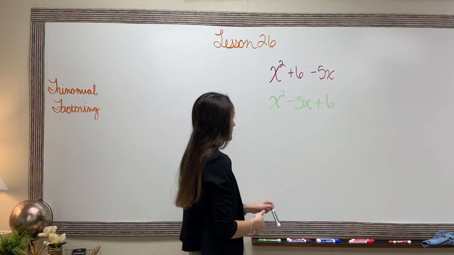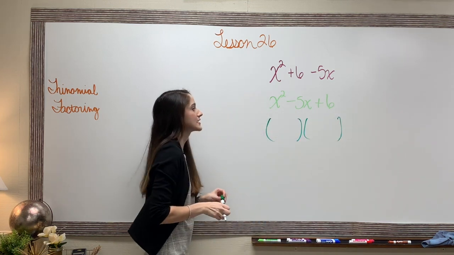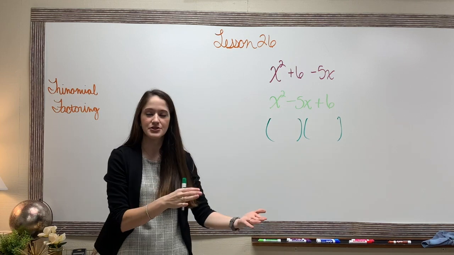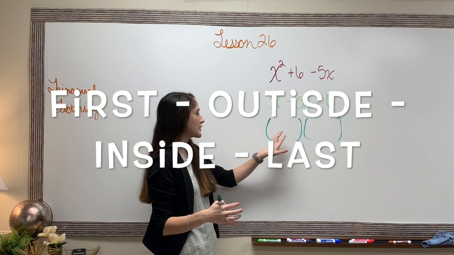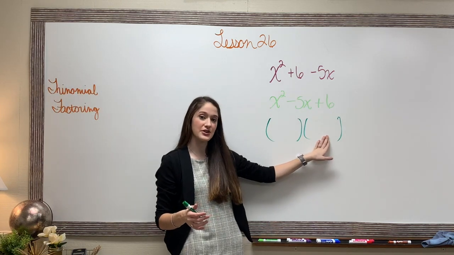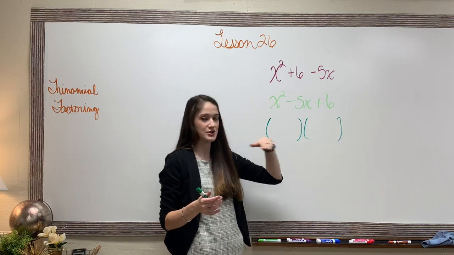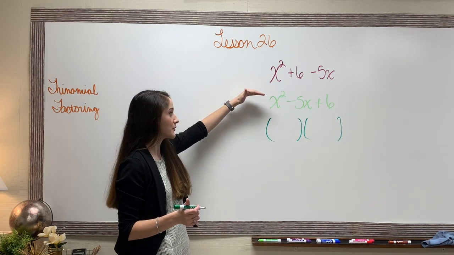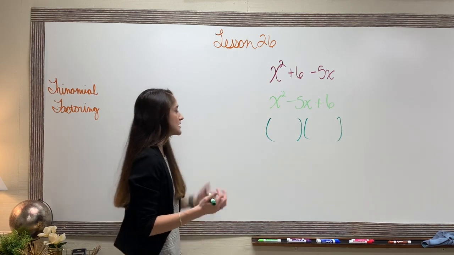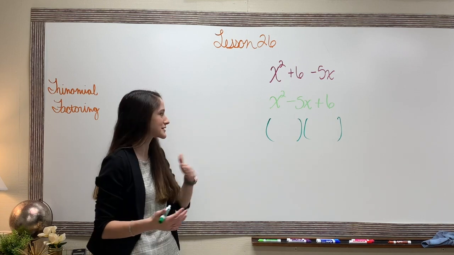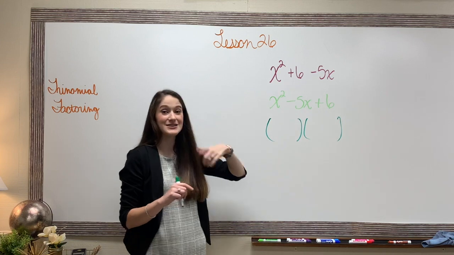By factoring, what we're going to end up doing is we are going to end up with two sets of parentheses, and we're reverse engineering what we call FOIL. When we have FOIL, we have two binomials that are being multiplied to each other, and we end up multiplying the first terms, the outside terms, the inside terms, and then the last terms. Well, now we are starting with the trinomial, and we're working backwards to get into two binomials. So the way I always start is I always know there's only one way to get x squared when dealing with this, and that is x times x.